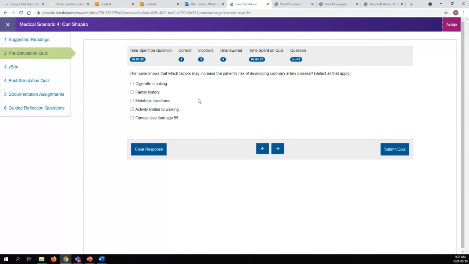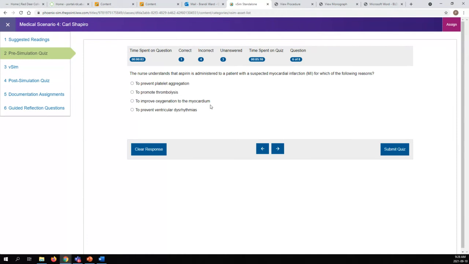Next, the nurse knows that which factors may increase the patient's risk of developing coronary artery disease. Again, you can select all that apply. I'm going to say cigarette smoking. Let's go with family history. You know what? Let's go with all of those just because they seem like they definitely would be applicable.